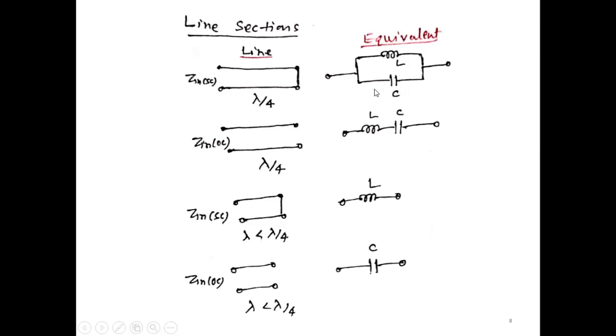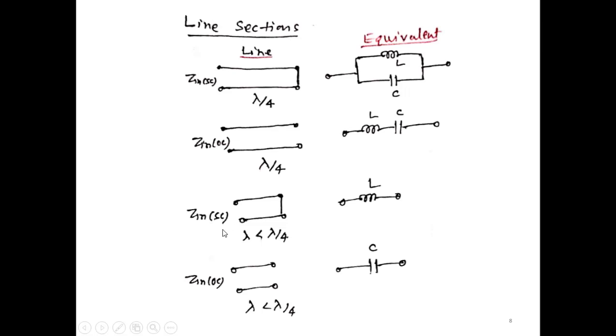So let us consider the different transmission line sections. Suppose the line section is lambda by 4 in length and it is shorted at one end and we measure the input from the other end, that is open here. So this is equivalent to a parallel combination of inductor and capacitor. Next, if the line is opened at both ends and we measure the input on this side, this will give the network containing inductance and capacitors in series.